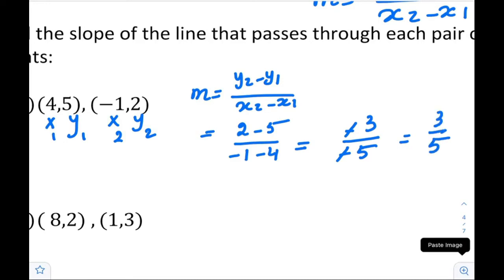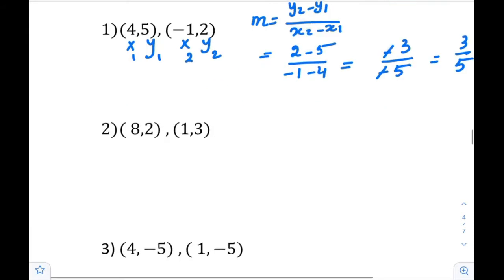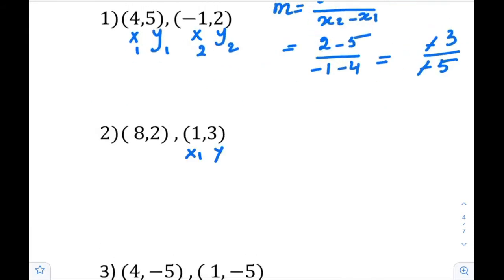Let's take another example. Let's choose this time this point as x1, y1 and this as x2, y2.